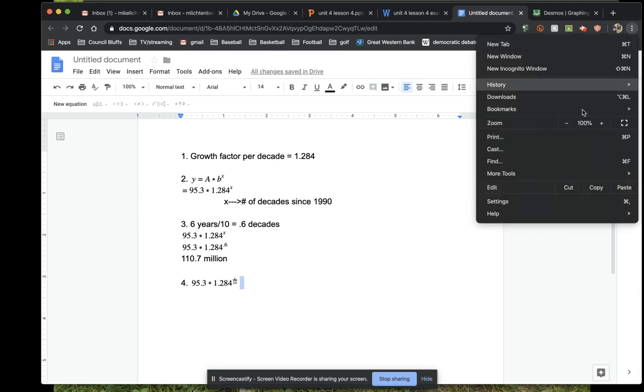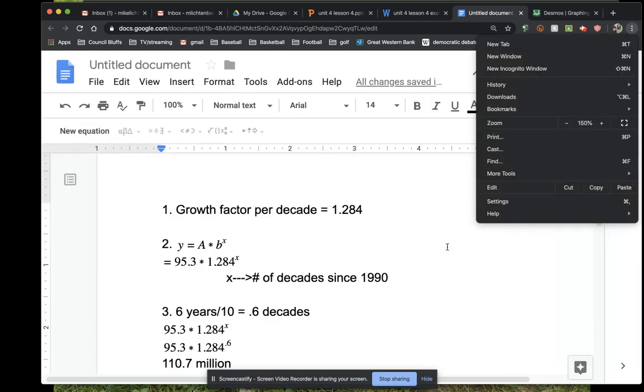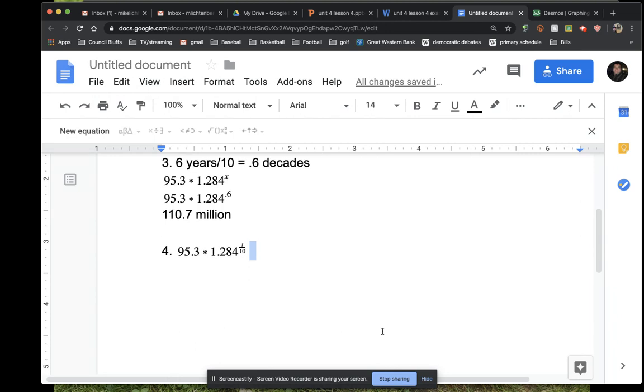Now I know that's a little hard to see, so let me zoom in here. So I could rewrite the equation as that. In this case now, t is not the number of decades, t is the number of years since 1990. So that's how I got 0.6 in number 3, because 6 years divided by 10 is 0.6 decades. So that is our answer to number 4.